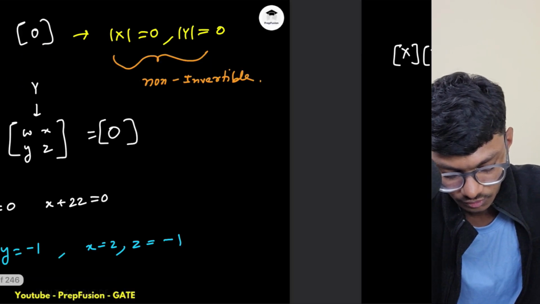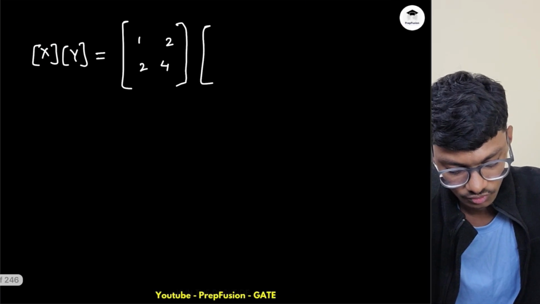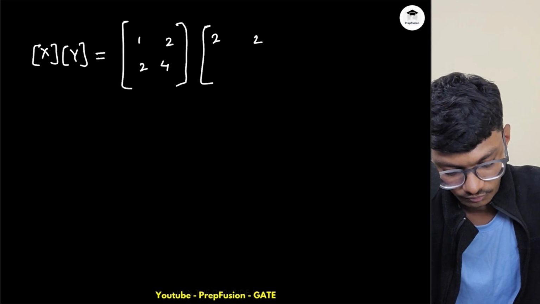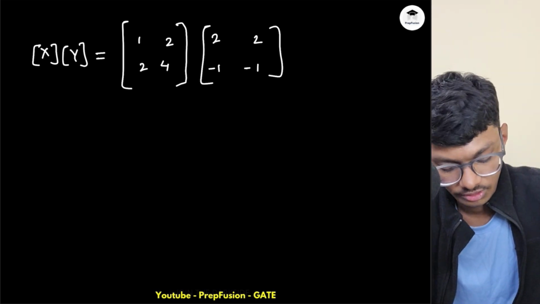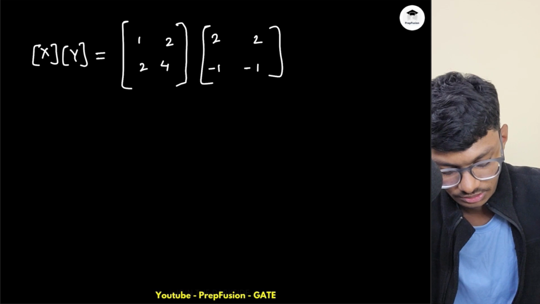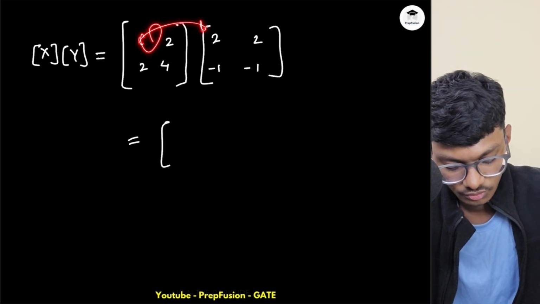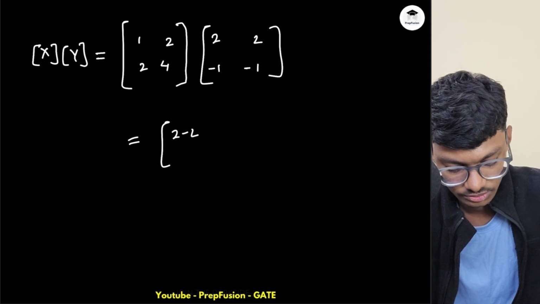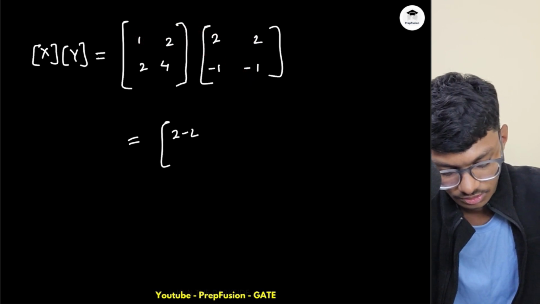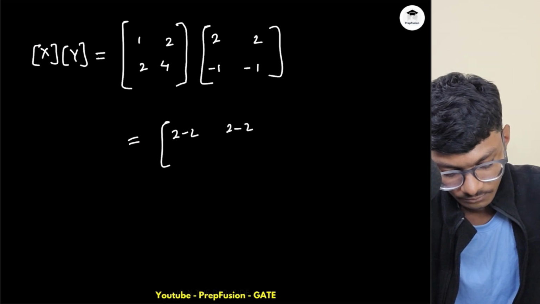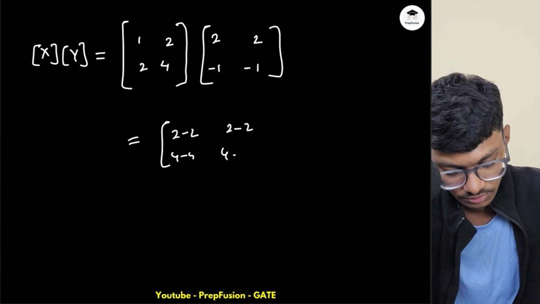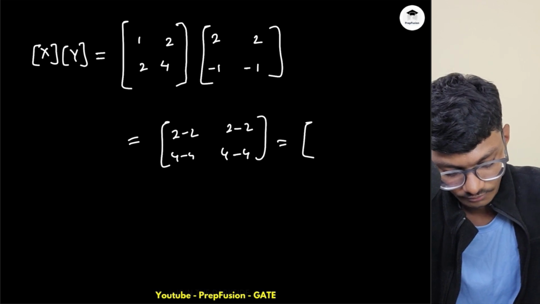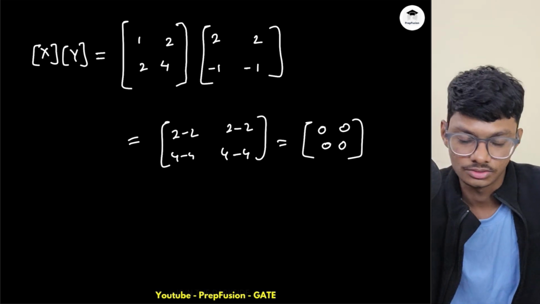One two two four, and then we have w which I have chosen as 2, x as 2, y as minus 1 and z as minus 1. Let us multiply these two matrices. This is equal to 1 times 2, 2 times minus 1, so 2 minus 2 is 0. Again 1 times 2 plus 2 times minus 1, so 2 minus 2 is 0. Then 2 times 2 is 4 minus 4, and 4 minus 4 is 0.